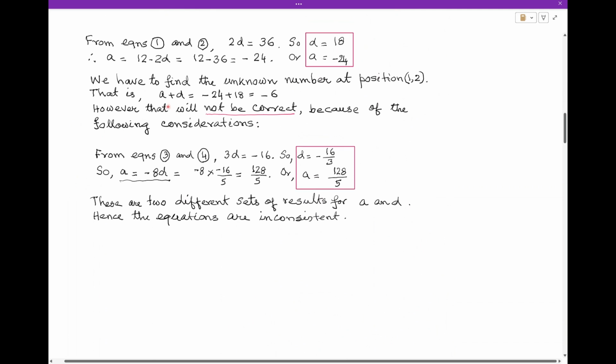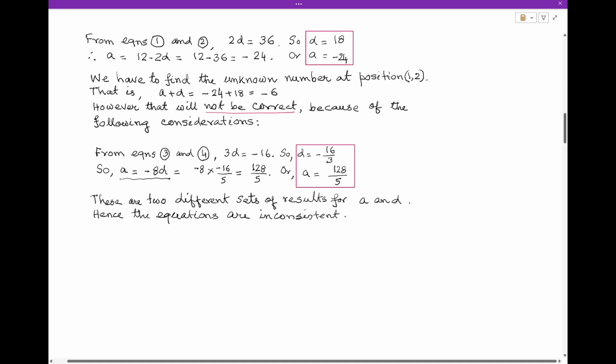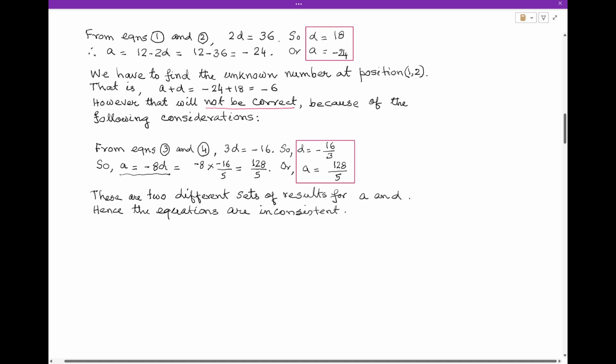That is first row and second column is A plus D. Therefore, since A is equal to minus 24 and D is equal to 18, A plus D is equal to minus 6. However, that will not be correct because of the following considerations. From equations 3 and 4, by subtraction, we get 3D is equal to minus 16. Therefore, D is equal to minus 16 by 3.